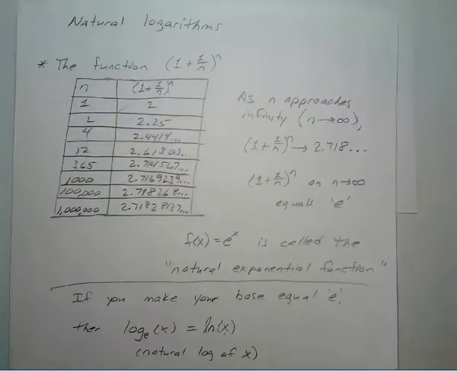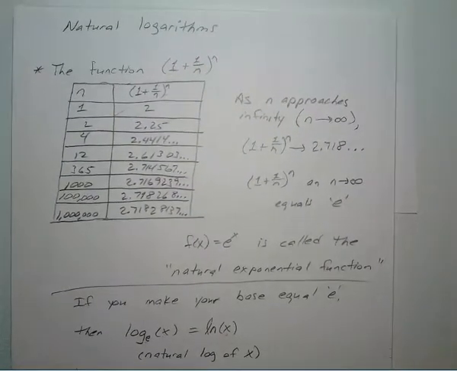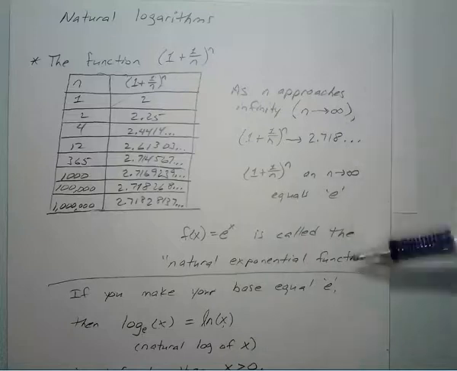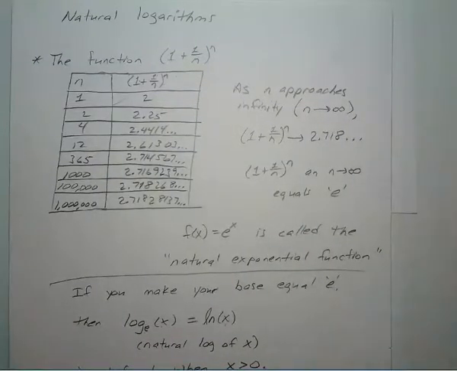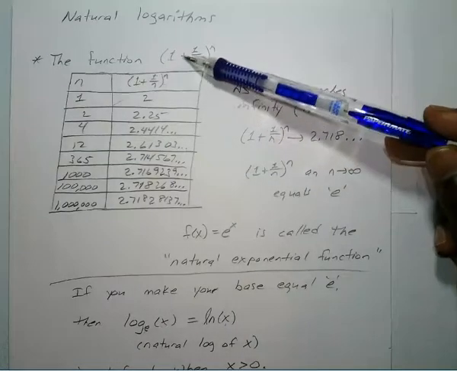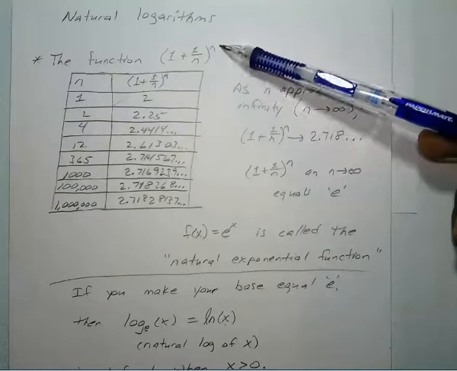Okay, so now we're going to start with natural logarithms. And again, this top part, you don't have to memorize it or anything. This is just an explanation as to where the natural logarithm comes from. So what if you have the function 1 plus 1 over n, and that entire thing is to the nth power?